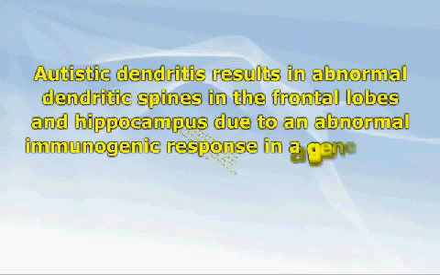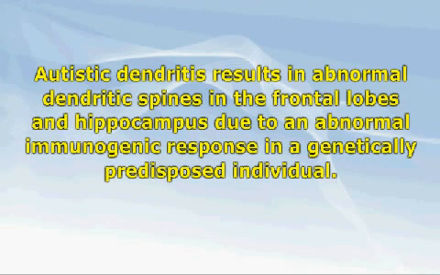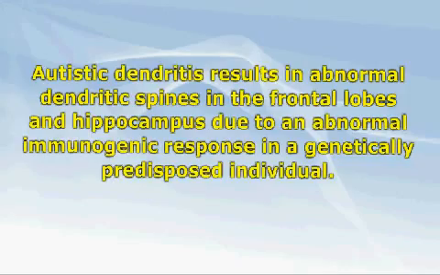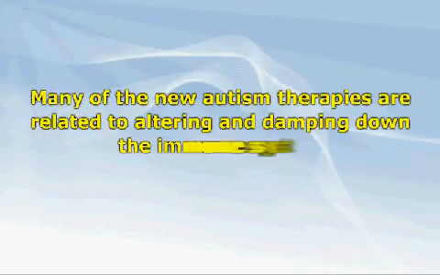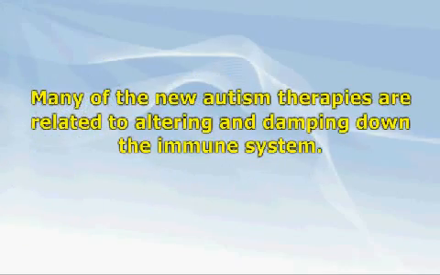Another approach to autism is to recognize it as a neuroinflammatory disease which results in dendritic spine abnormalities and the subsequent clinical features. This is termed autistic dendritis. Many of the new autism therapies are related to altering and damping down the immune system, for instance rapamycin, pioglitazone, naltrexone and hyperbaric oxygen. Nicotine patches and amphetamines, for instance Ritalin treatment, enhance dendritic spine growth. Ritalin and nicotine patches are being assessed in the treatment of autism.